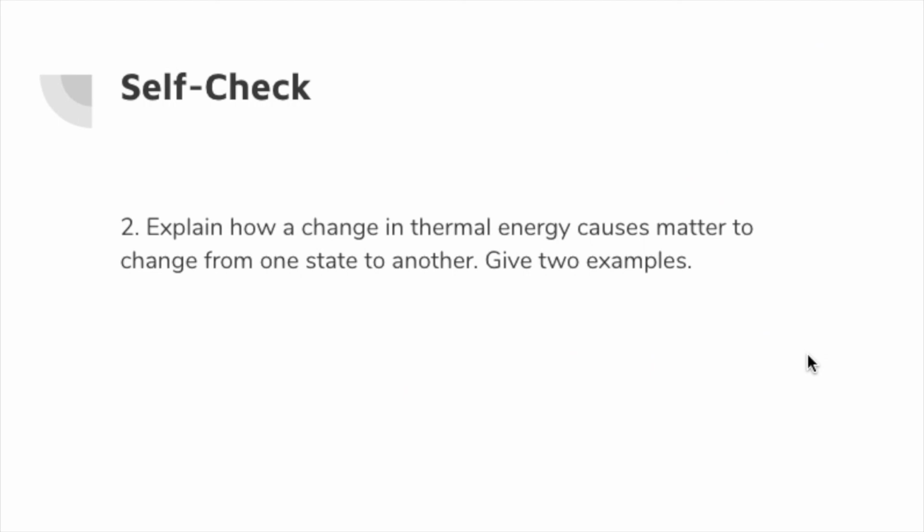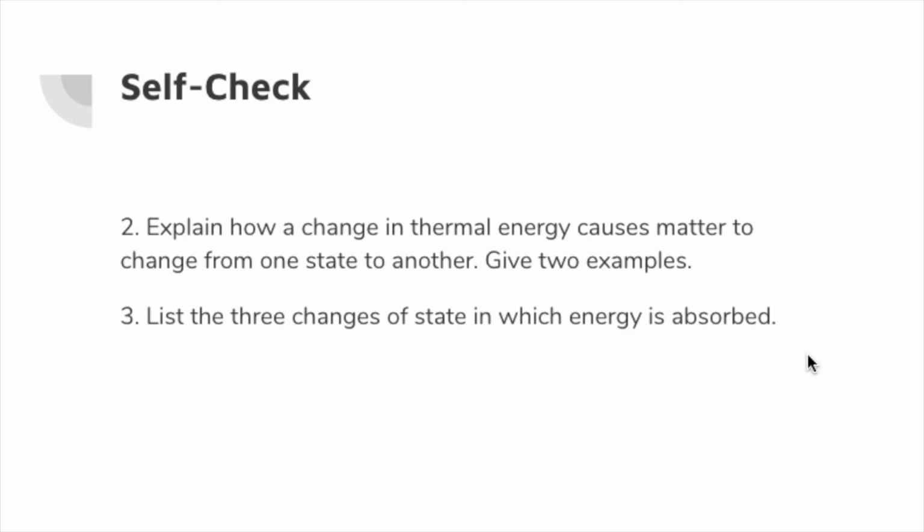Number 2 says, explain how a change in thermal energy causes matter to change from one state to another. As thermal energy changes, the kinetic energy of the particles changes. If their kinetic energy increases, particles can overcome the attractive forces holding them together. If their kinetic energy decreases, particles can become subject to forces pulling them together. So your examples of energy changes when thermal energy is changing are your boiling point and freezing point, your melting point, and your condensation point. Those are a number of examples of how that thermal energy is increasing or decreasing, and you have that change of state happening at that exact point.